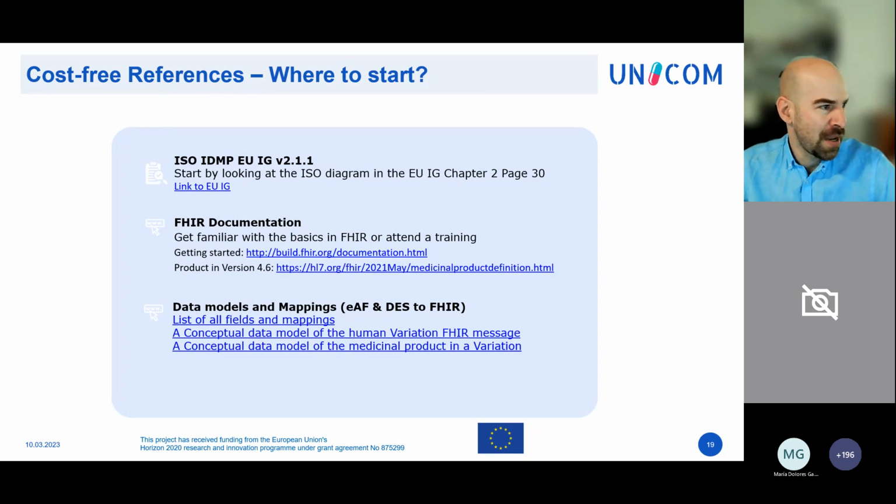And they have this famous page 30 of the chapter 2, which shows you the entire ISO model. The good thing there is you don't actually have to pay for the ISO diagram. If you do want to see the ISO standards themselves, you do have to have the license for it. Not so for the EUIG. You can just download it from the website of EMA. The link is in the presentation. Now, it explains every field that we have in detail from a business point of view. So very good place to start.